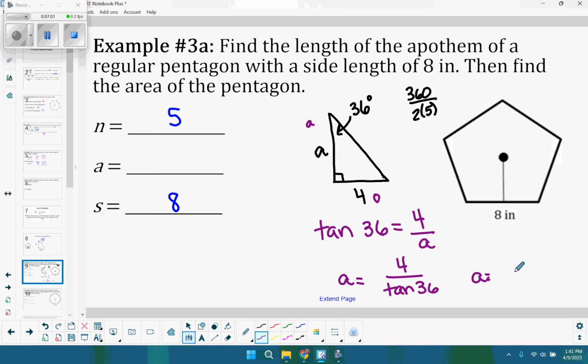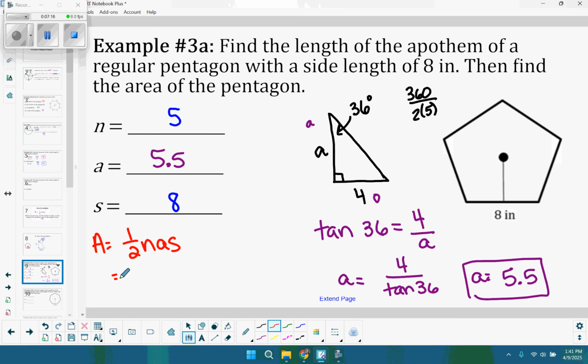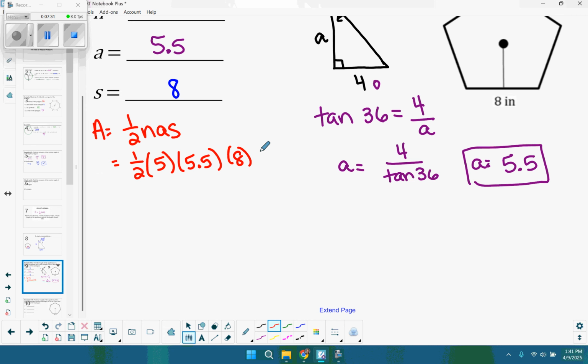I get 5.5. So that's my apothem length. And now I still have to find the area of the polygon. So we're going to use 1/2 NAS. I have a list of N, A, S, so those are just going to go right into my formula as it is. And I'm going to type this all into my calculator. I'm going to do 0.5 times 5 times 5.5 times 8. And my area was 110, and if my units were inches, we're going to say inches squared.